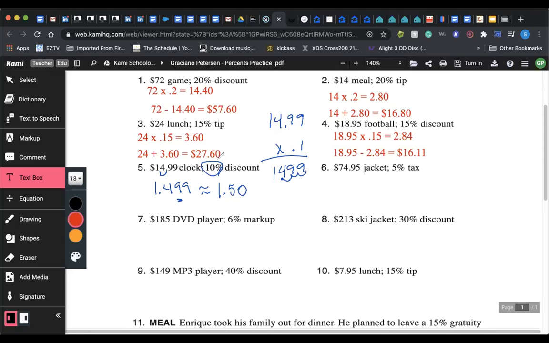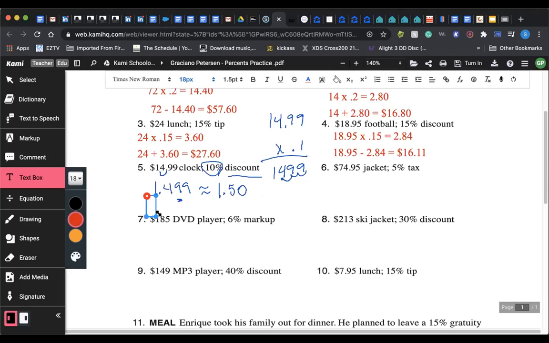Okay, so when we have a 10% discount, remember that we don't need to do that multiplication step because it's a really easy way to figure out 10%. It's just to move the decimal one place to the left. So we have 1.499, which we round up to $1.50. And since it's a discount, I'm going to subtract that $1.50 from the $14.99. So what's that going to give me as my final answer?